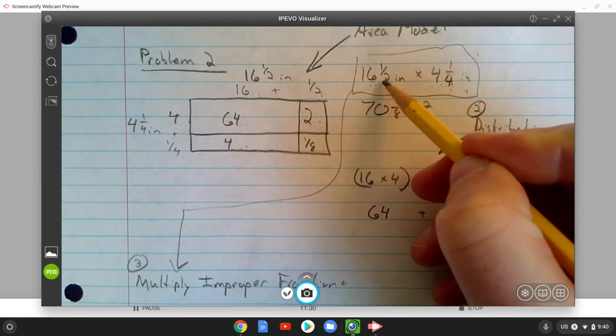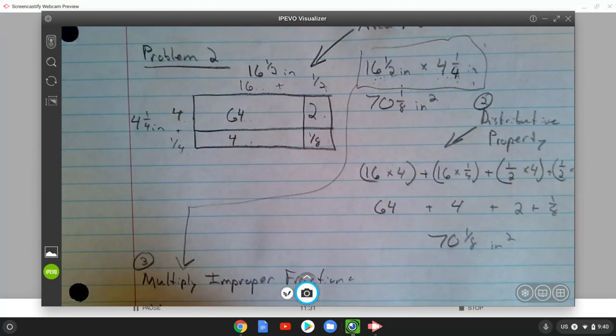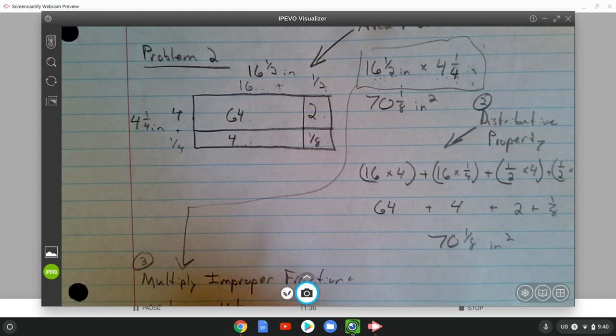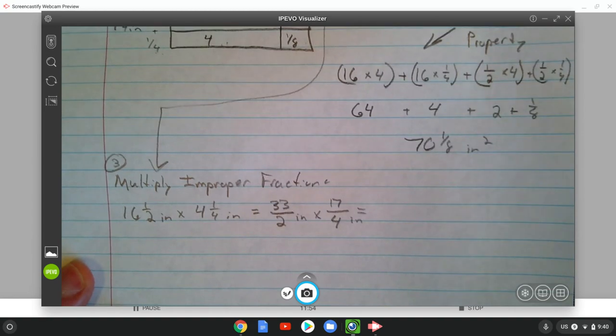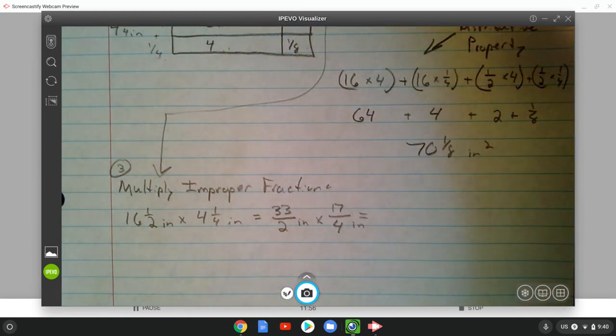And I'll just show you how to start. So 16.5 inches times 4 1/4 inches. So that is 33 halves times 17 fourths inches. And then you could go on and answer that.